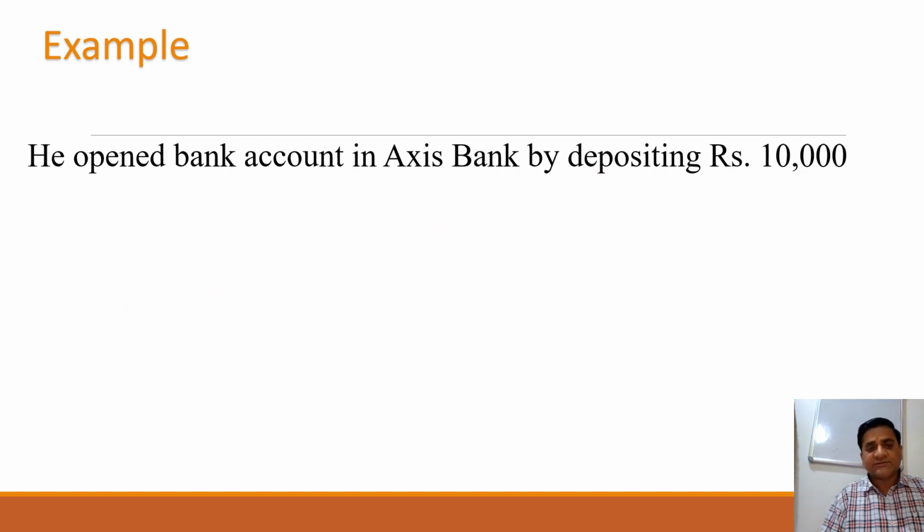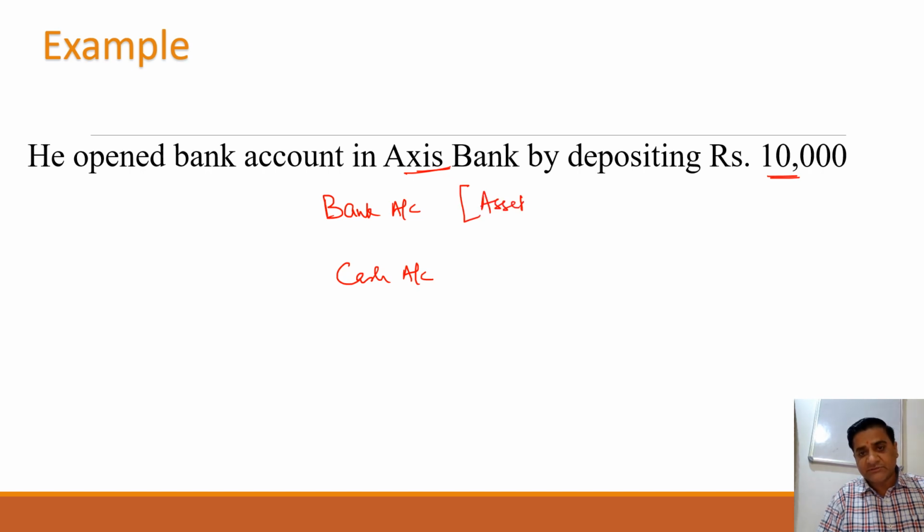Looking at the next transaction, we said that Aman's business has opened a bank account with Axis Bank by depositing 10,000 rupees. Now what are the two accounts involved here? One would be the bank account, or the Axis Bank account, and the other one would be the cash account. What is a bank account? It is an asset for a business, because whatever we are depositing in the bank is our own property. We can use that property as we feel like, right? So the bank account would be an asset for a business.